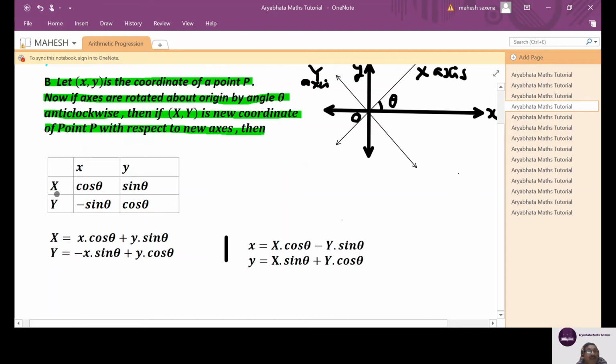In this case, capital X will be x cos theta plus y sin theta, and capital Y will be minus x sin theta plus y cos theta. Suppose we have to find the formula the other way. Therefore, small x is equal to capital X cos theta minus capital Y sin theta. Similarly, small y will equal capital X sin theta plus capital Y cos theta. These two formulas will be there.